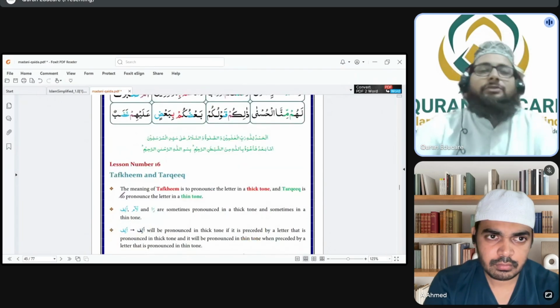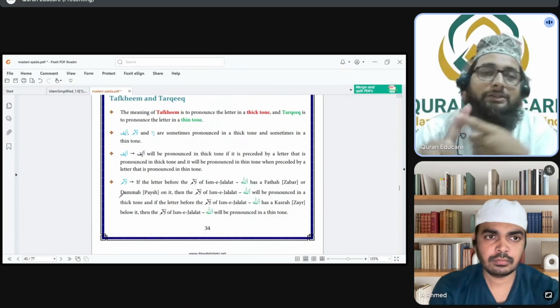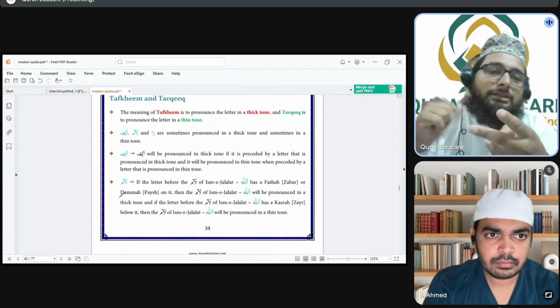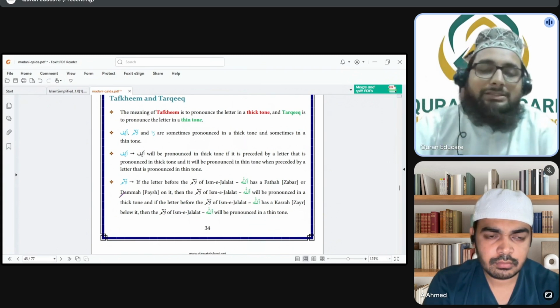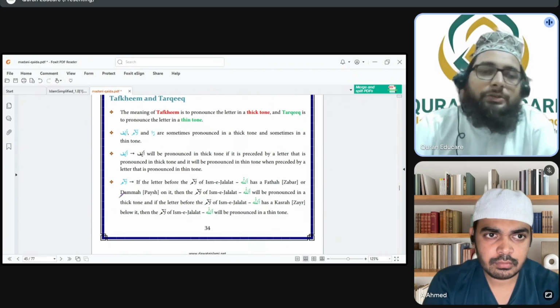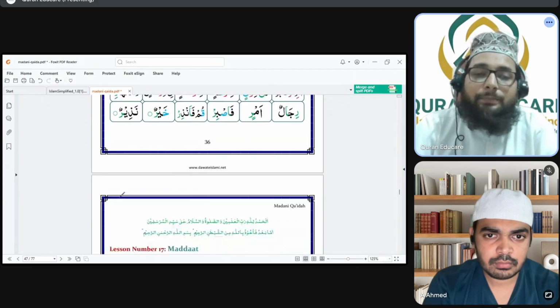In lesson number 16, we learn about the concept of tafkhim and tarqiq. 3 letters, sometimes tafkhim mean thick, and sometimes tarqiq mean thin. Alif, lam, and ra. We learn the condition when they should be pronounced in a thick tone, when they should be pronounced in a thin tone in lesson number 16.